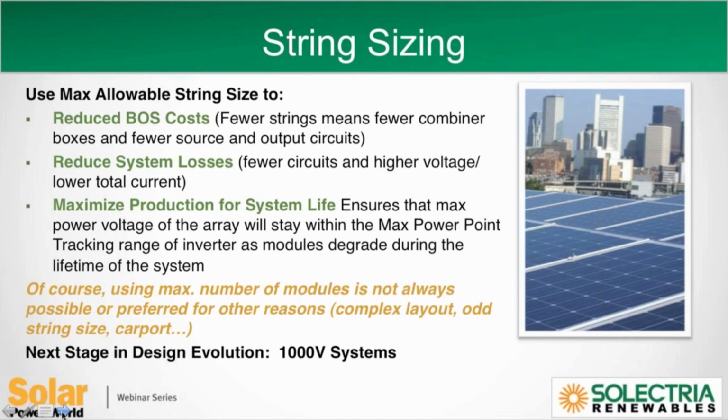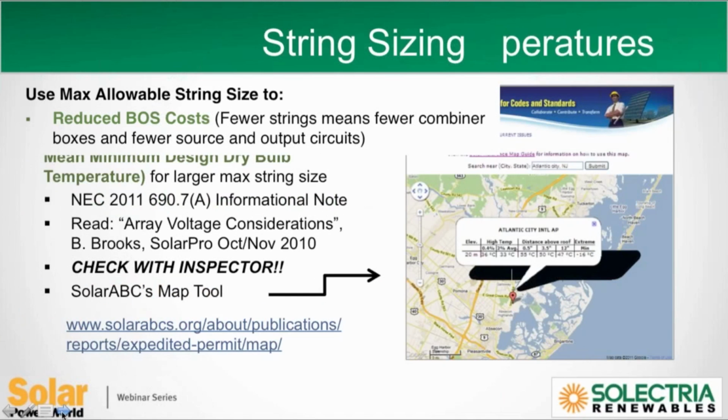It doesn't work well with your racking or your carport. So, back to that point that there are no rules of thumb. Sure, you want to try to maximize your number of modules per string, but you can't always do that. And taking this to the next step, right now most commercial systems are 600 volts. But think of the added benefits to 1,000-volt systems that are on the horizon.